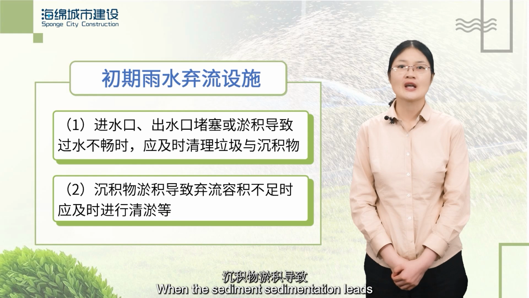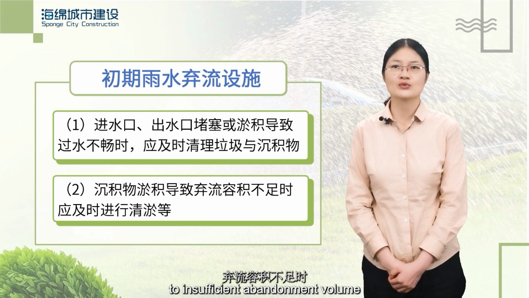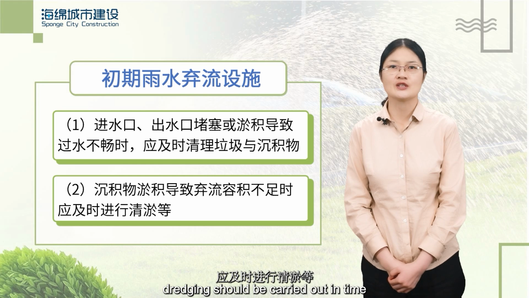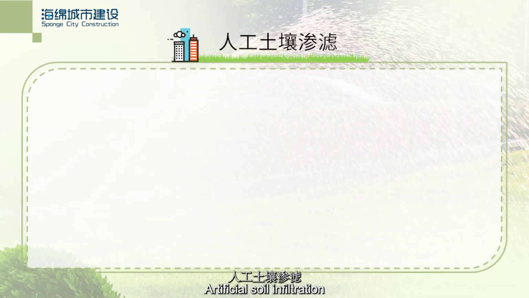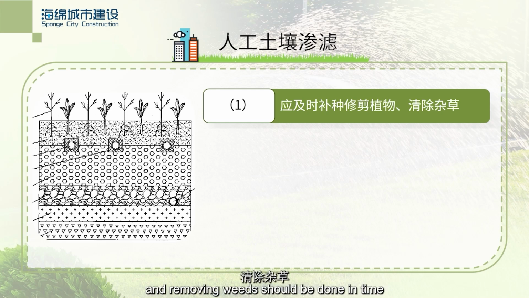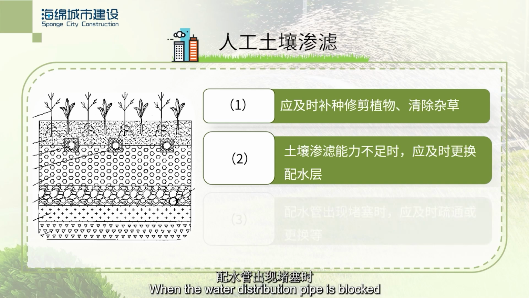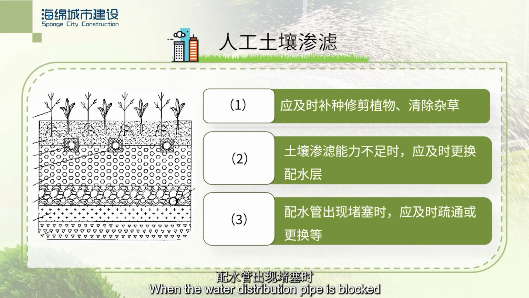When the sedimentation leads to insufficient abandonment volume, dredging should be carried out in time. Artificial soil infiltration: replanting and pruning plants, and removing weeds should be done in time. When the soil percolation capacity is insufficient, the aquifer should be replaced in time. When the water distribution pipe is blocked, it should be dredged or replaced in time.